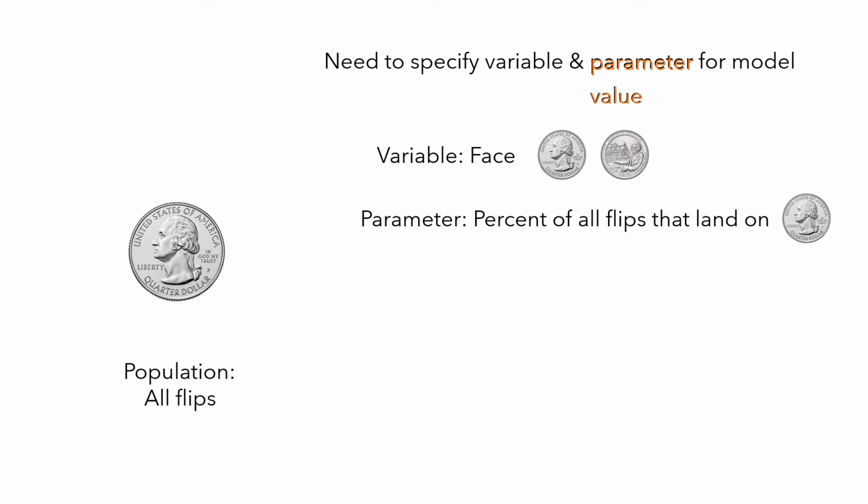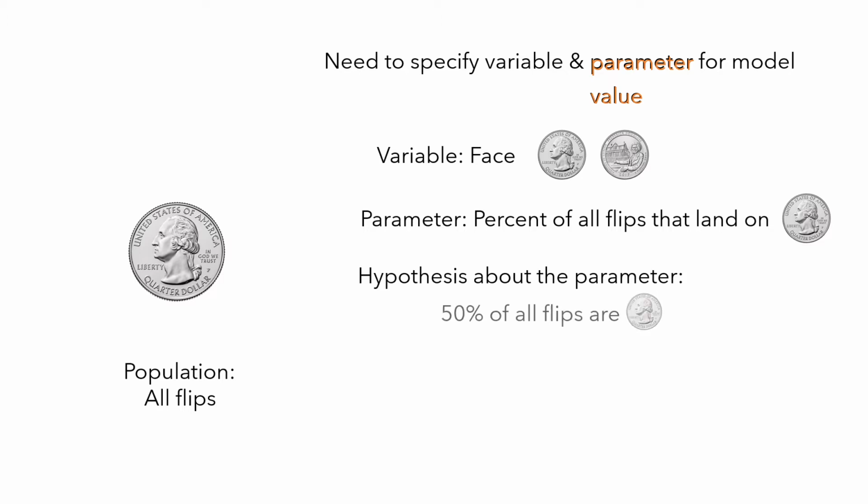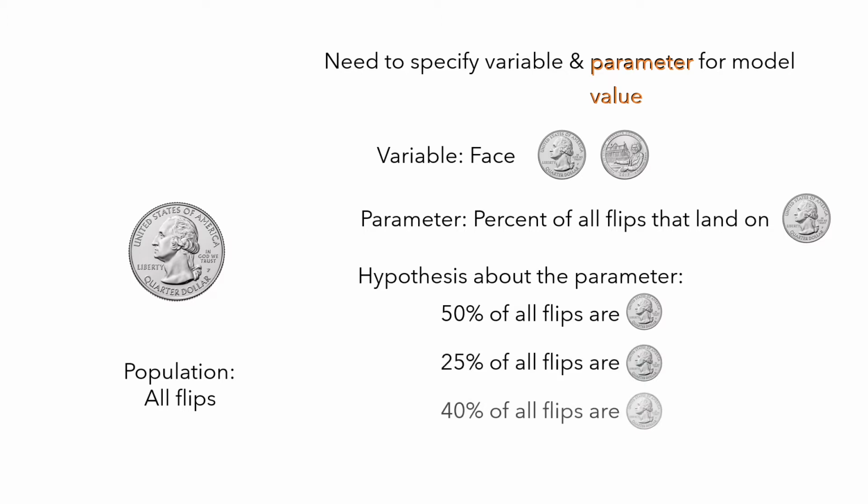Then comes the most important step. We need to make a hypothesis about the value of the parameter. We could hypothesize that the coin is fair and that 50% of all flips would land on heads. Or we could hypothesize that 25% of all flips would land on heads, or 40%, or any other percentage. We can make any hypothesis we want. For this example, let's hypothesize that 40% of all flips would land on heads.